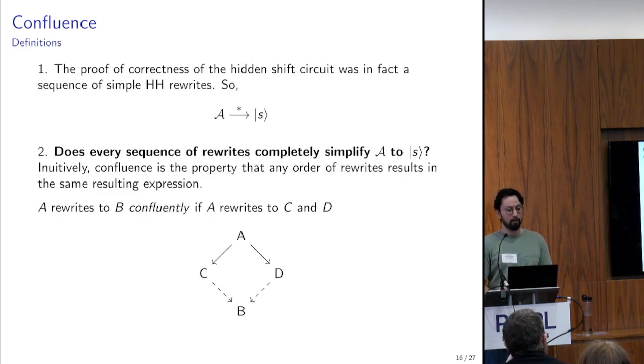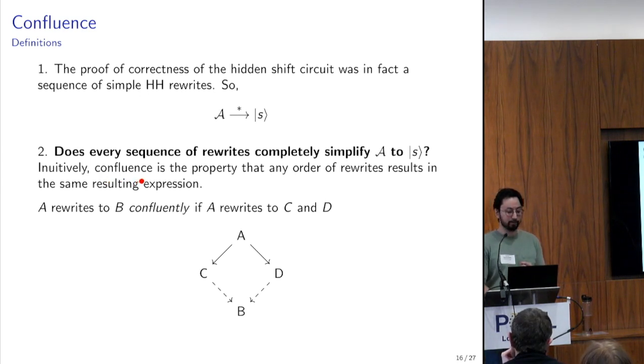So number one is actually solved because I briefly went over the proof of confluence. Well, that proof was actually just a sequence of simple HH rewrites, which means that there is a rewrite sequence that gets us down to the final state that we're interested in. And the final state, if you notice here, has no variables, so the evaluation is trivial. And so number two, we can invoke a little bit of wishful thinking and hope that every sequence of rewrites actually completely simplifies our expression down to the final state, which is the result of the hidden shift circuit.